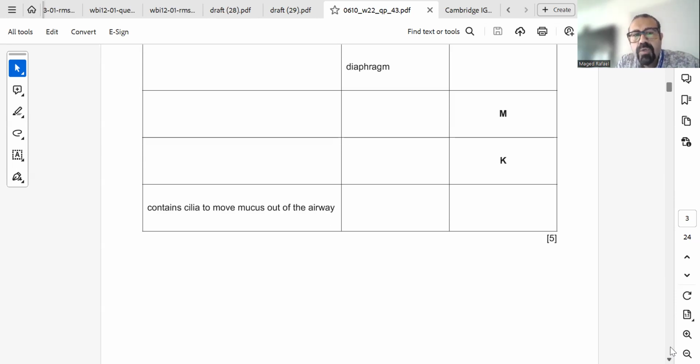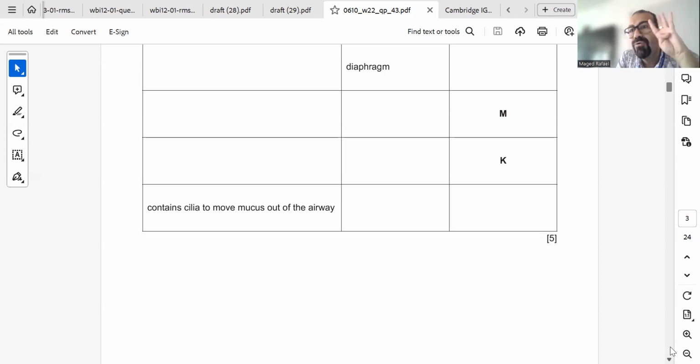The last one contains cilia to move the mucus out of the airway, the trachea. I can quickly remind you that in this part we recall the goblet cell that secretes the mucus, and that mucus is a chemical substance that acts as a chemical barrier. It is a carbohydrate, and acts as a chemical barrier to trap all of the dust particles and bacteria, taking it away by a ciliated epithelial cell.